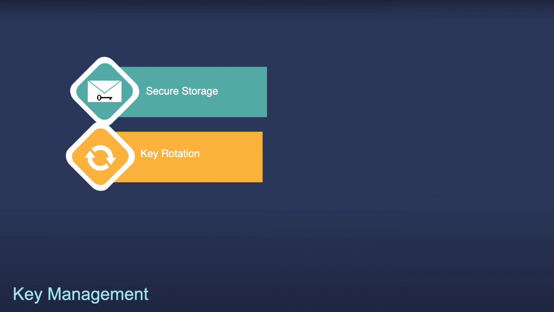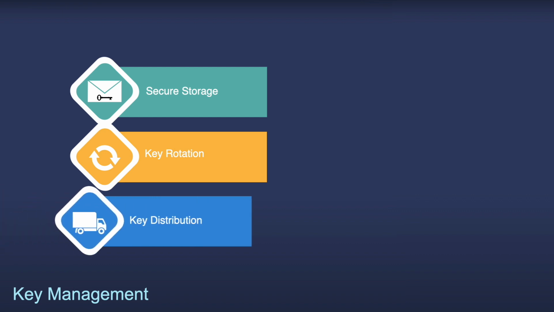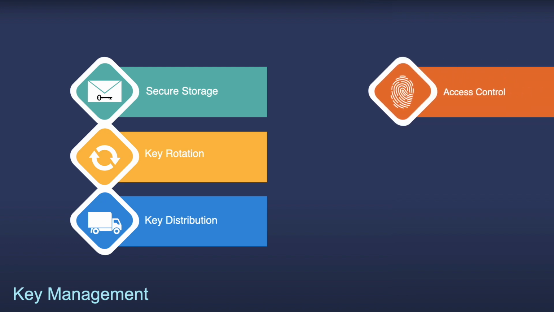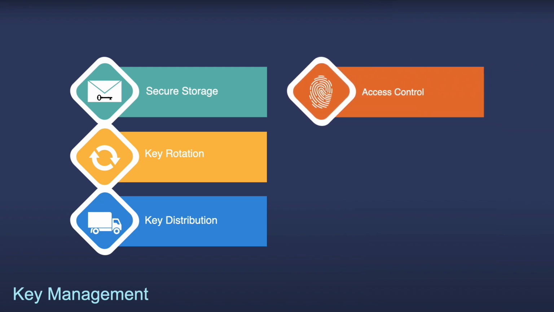Key rotation. Update keys regularly to limit damage if one is compromised. Key distribution. For symmetric keys, use secure channels like Diffie-Hellman or asymmetric encryption. For asymmetric, share public keys via trusted directories. Access control. Restrict key access with role-based permissions with the principle of least privilege and keep audit logs.